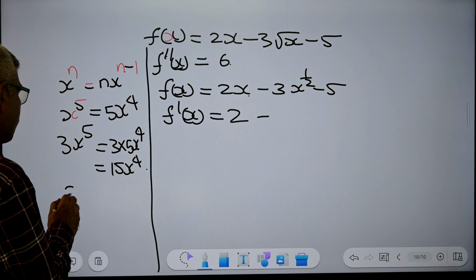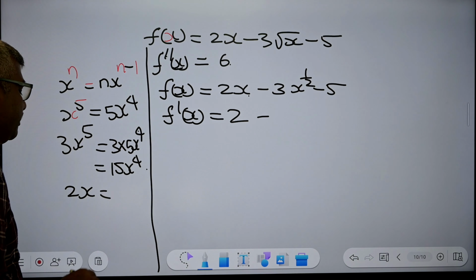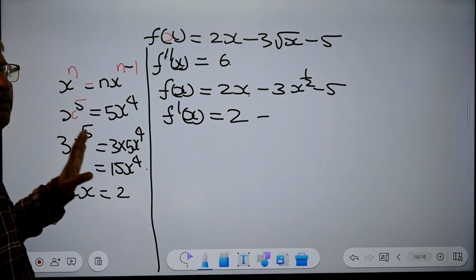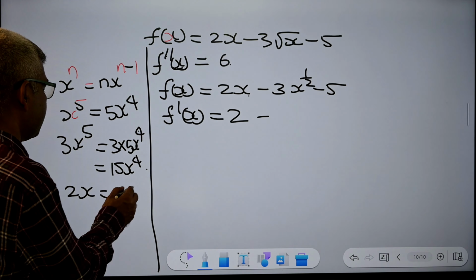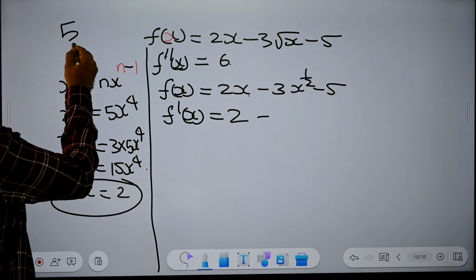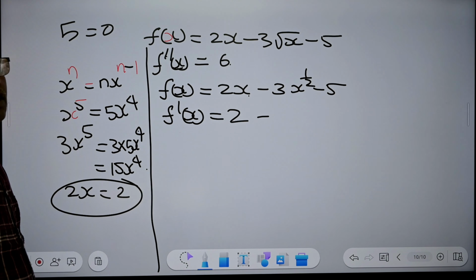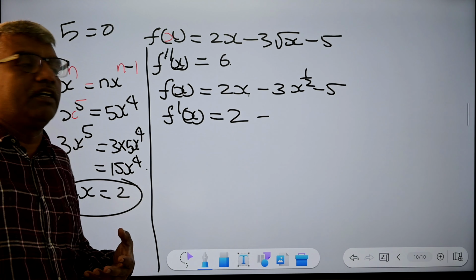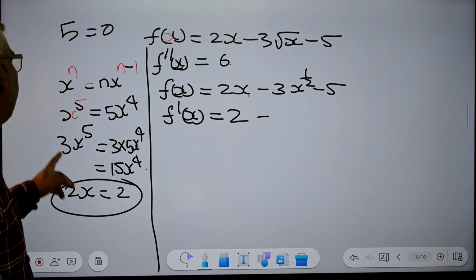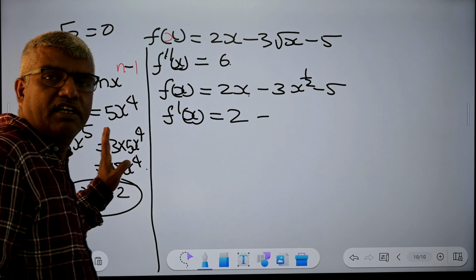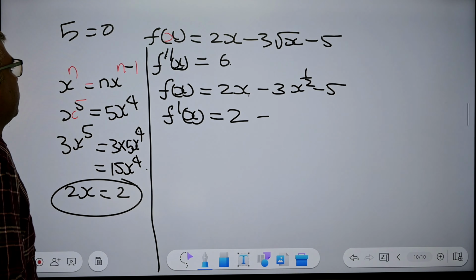Then if it is 2x, what is this? 2x means 2. Actually it is x power 1, 1x to the power of 0. So 2x gives 2. And if it is a constant, 5 means 0. Don't get confused. My students sometimes ask me about 3x power 5. For example, 3x power 5. 3 is not a constant. It is a coefficient of x power 5. Okay?